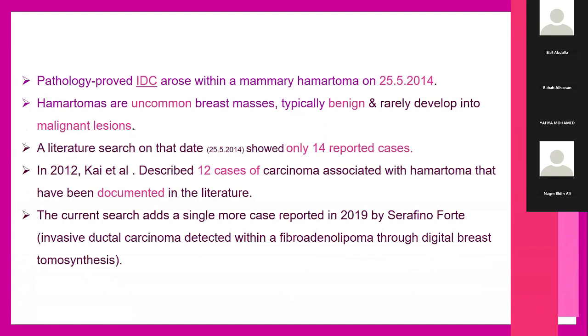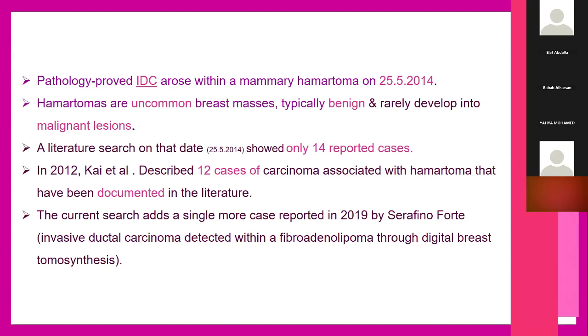When I searched the literature at that time, it was case number 14 reported where invasive cancer arises in a hamartoma. Hamartomas per se are uncommon breast masses, typically benign, and rarely develop into malignancies. In 2012, Kay et al. described 12 cases of carcinoma associated with hamartoma that had been documented in the literature.